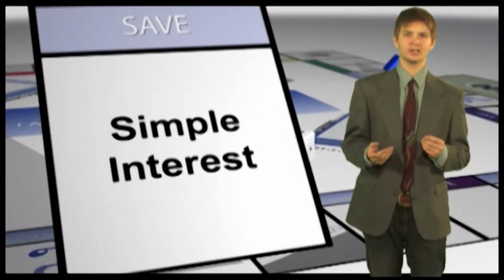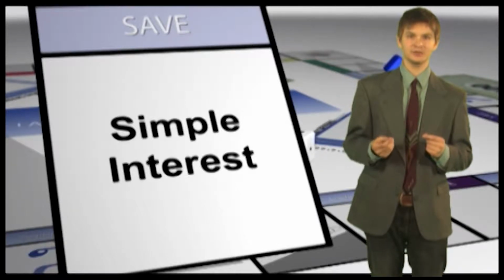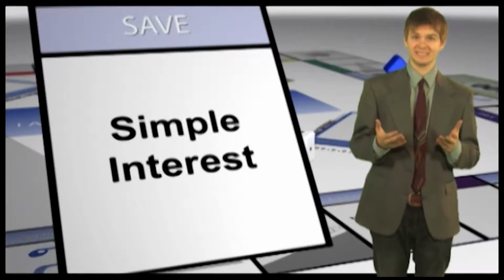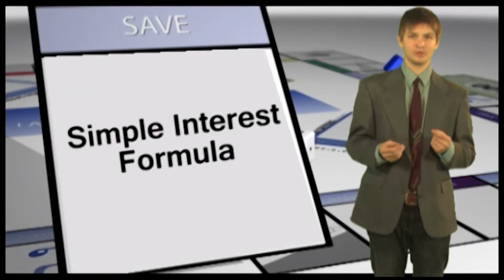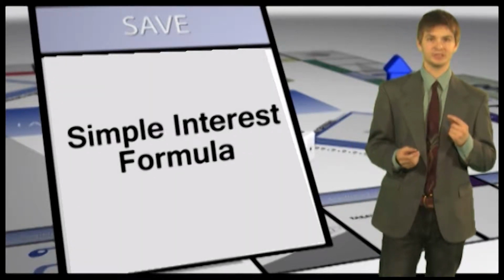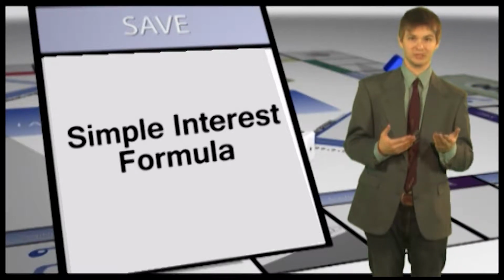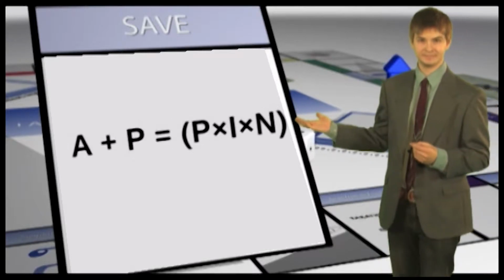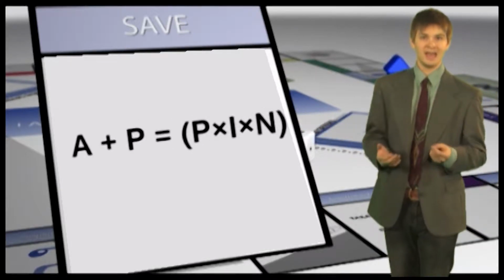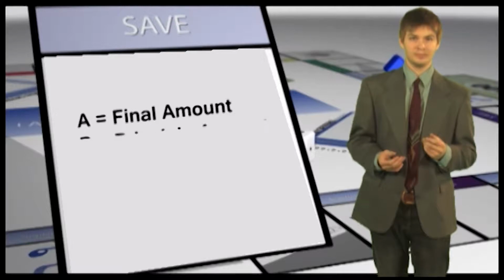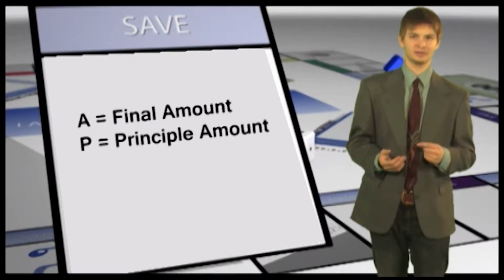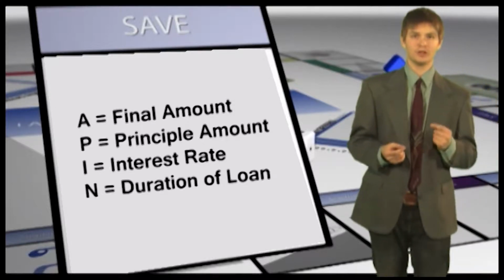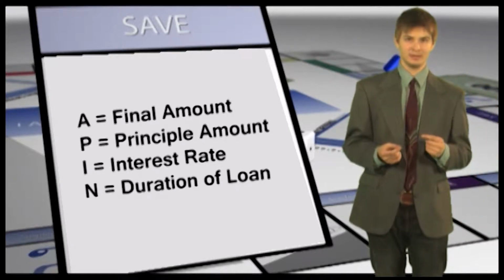In IM Financial Knowledge Level 1, we compared interest earned from a savings account to interest paid on loans using simple interest. The simple interest formula is a quick way to calculate the interest paid, whether you are receiving the interest or paying the interest. It looks like this, where A is the final amount, P is the original or principal amount, I is the interest rate, and N is the duration of the loan using number of periods.